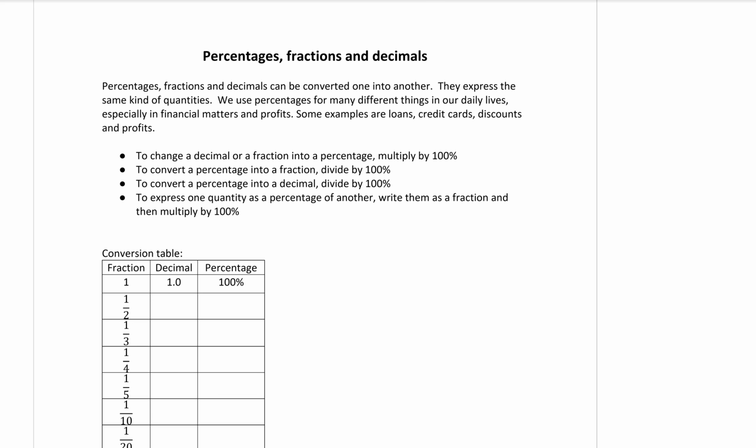To change a decimal or a fraction to a percentage, that's the dot points now, you multiply by 100. If you want to convert from a percentage to a fraction, you have to divide by 100. To convert a percentage to a decimal, you also divide by 100. And to express one quantity as a percentage of another, write them as a fraction and then multiply by 100.